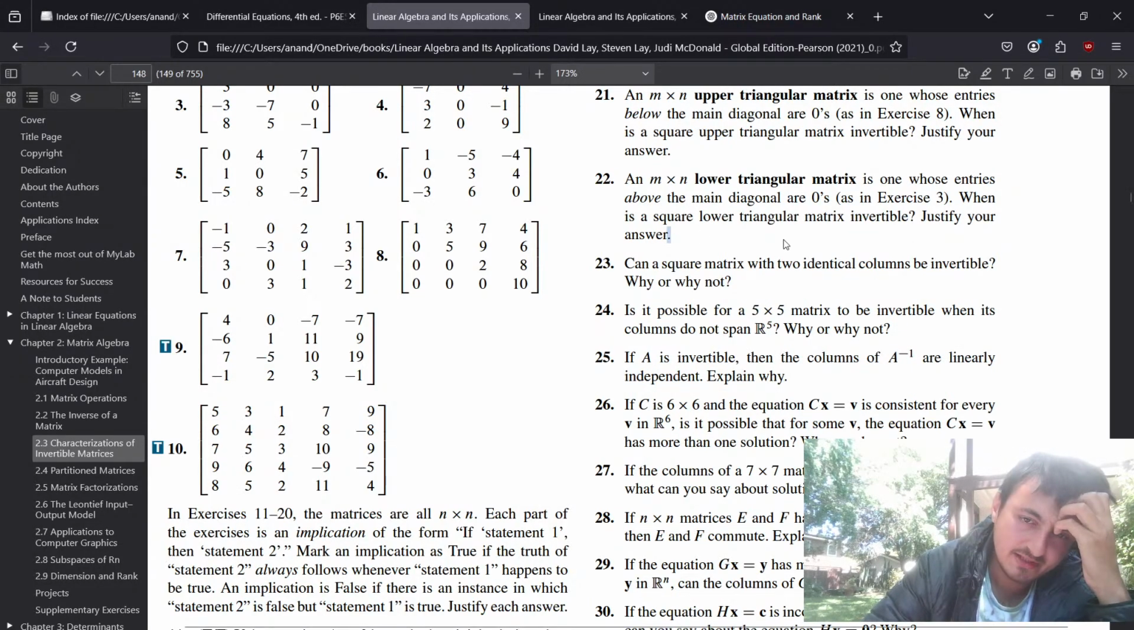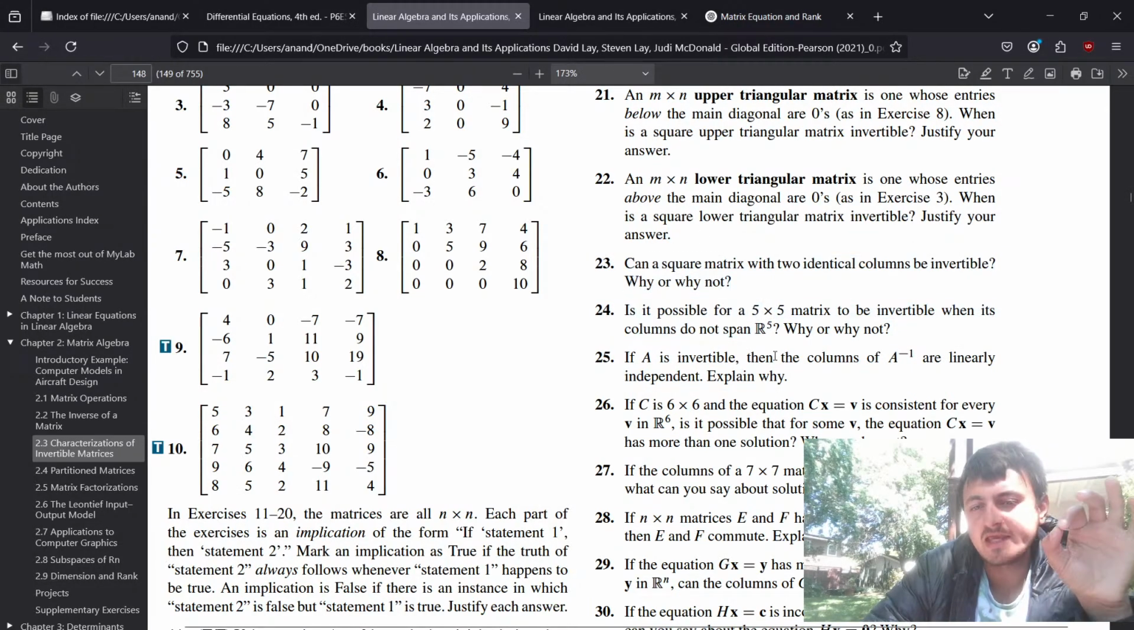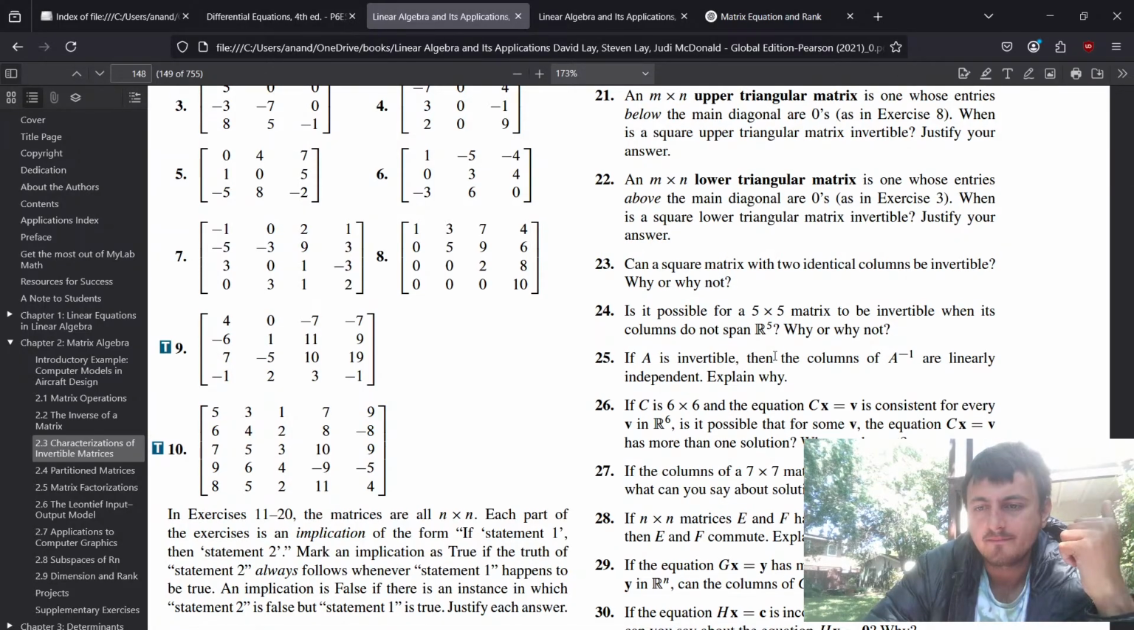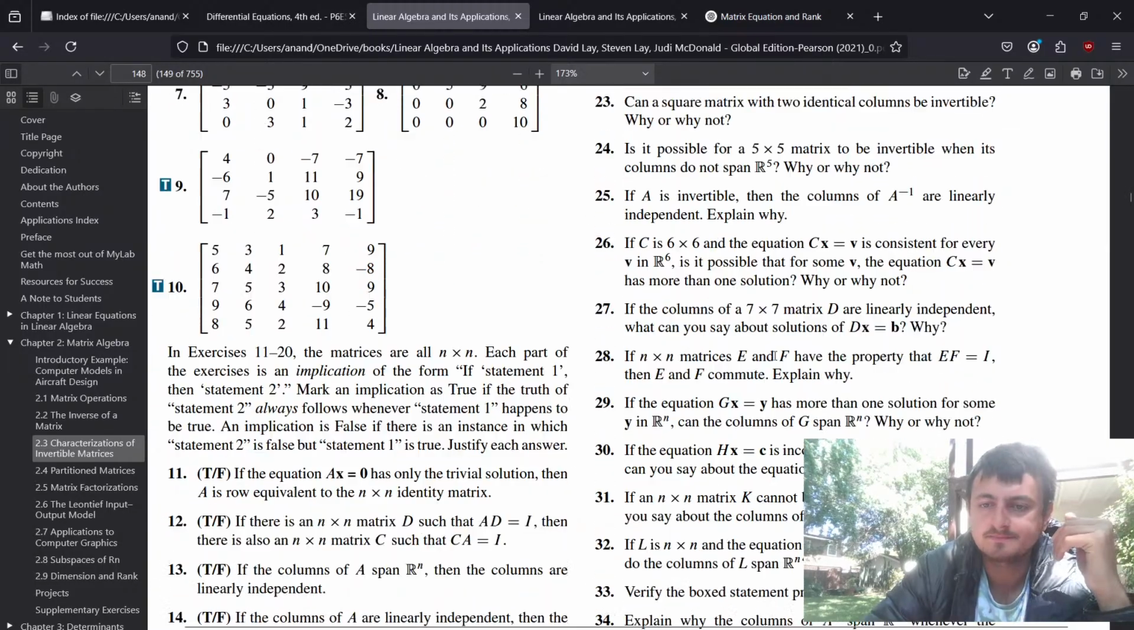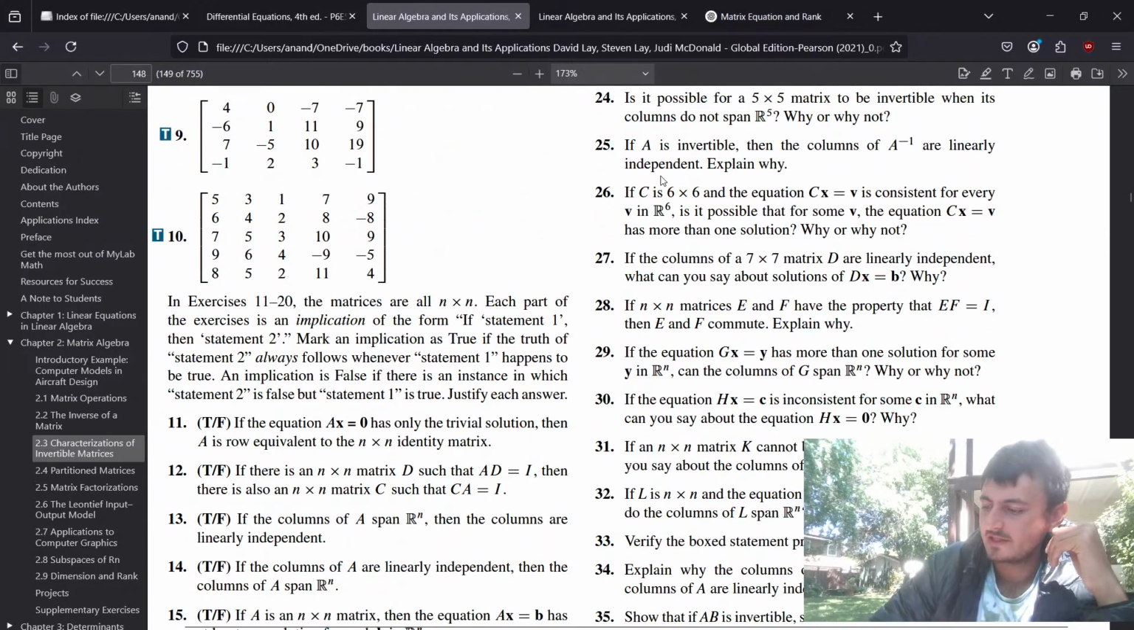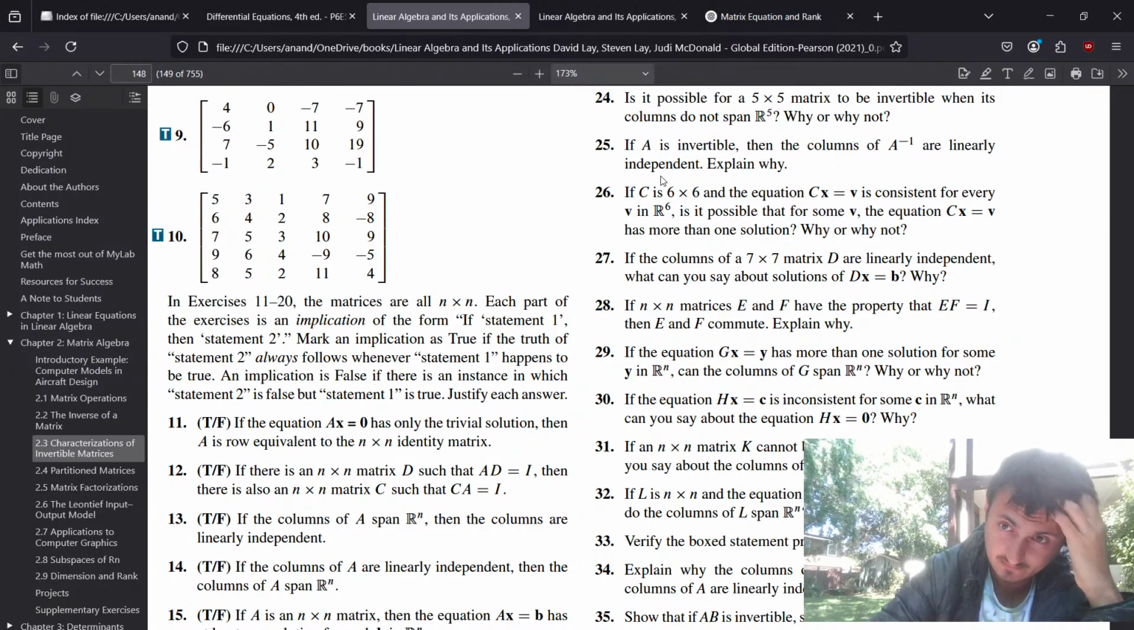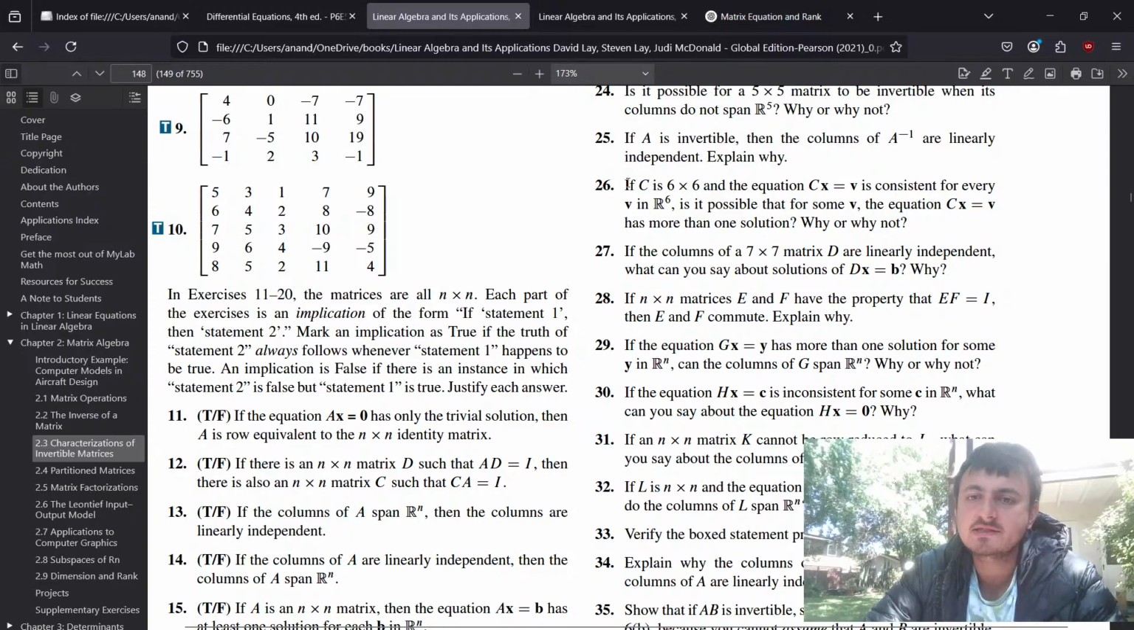Yes, because if A is invertible, then A inverse is invertible. And if A inverse is invertible, then it has to have independent columns. So 25 is yes. 26, so it spans the codomain.